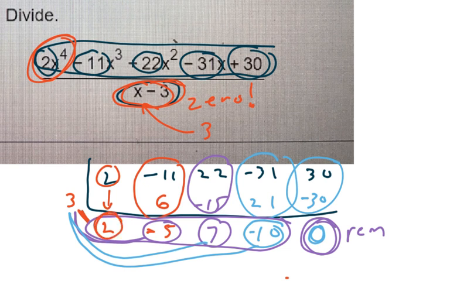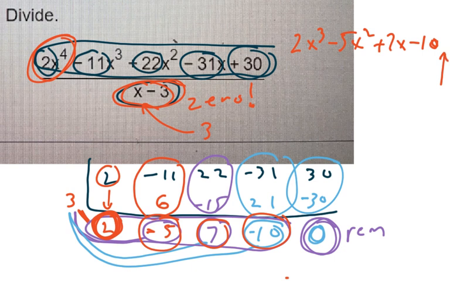So this right here is a 3. So my answer is going to be 2x to the 3, or x cubed. This minus 5 is going to be minus 5x squared. Remember, guys, this is standard form. Just count down in order. The 7 is going to be my 7x, and this minus 10 is going to be my ending constant. But there is no remainder, so there is no fraction. This is, in essence, the complete answer.